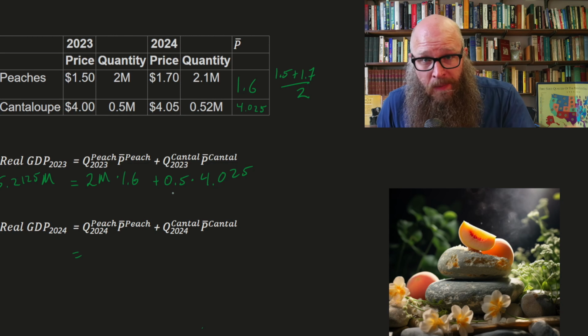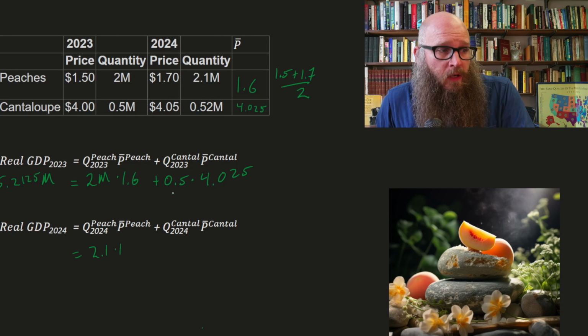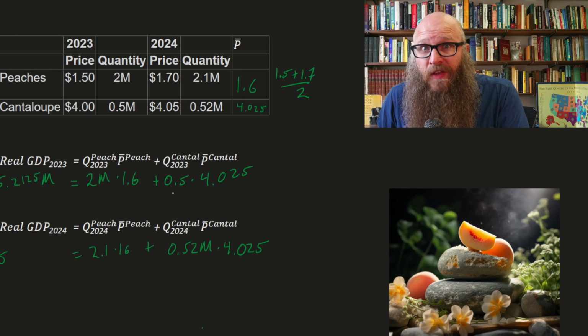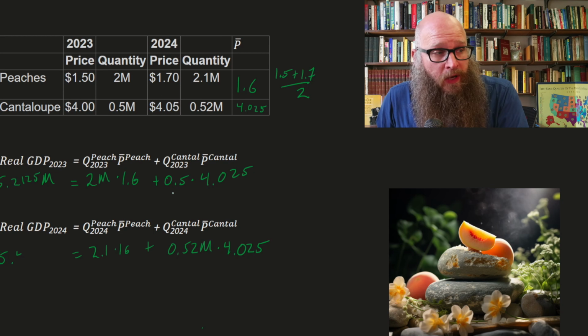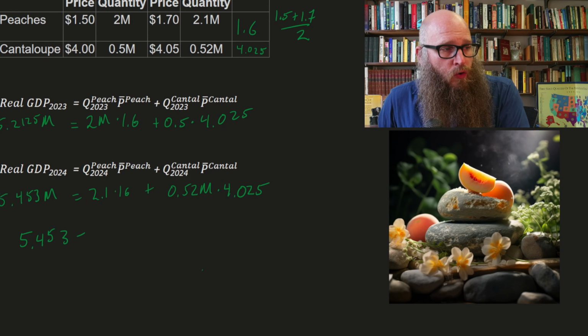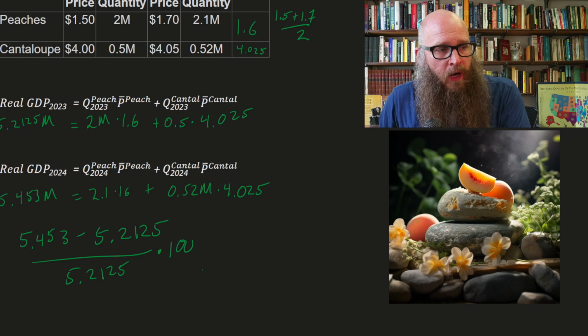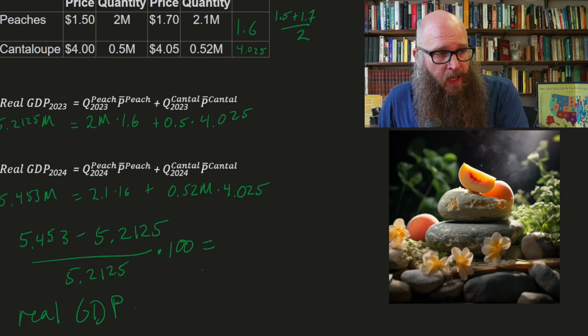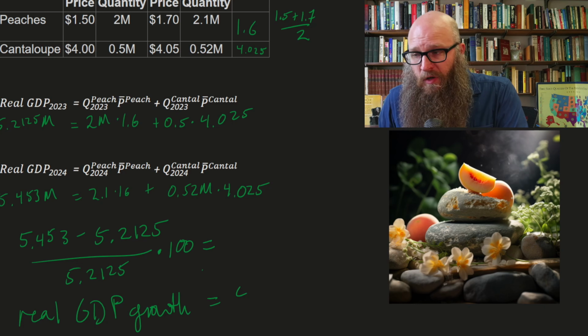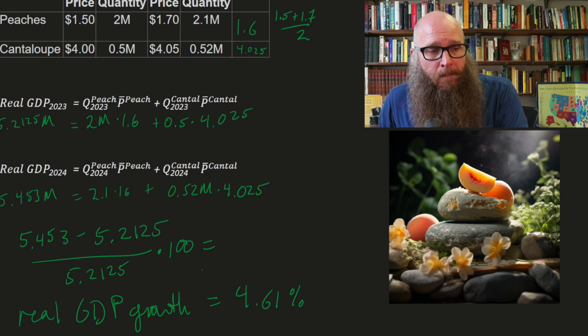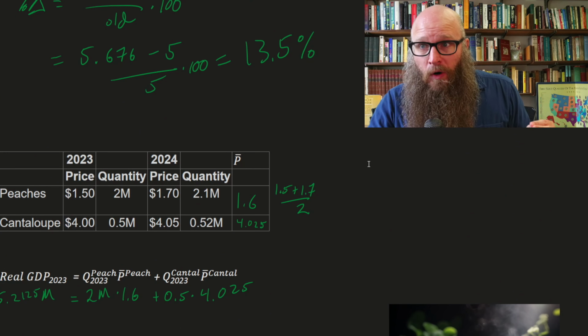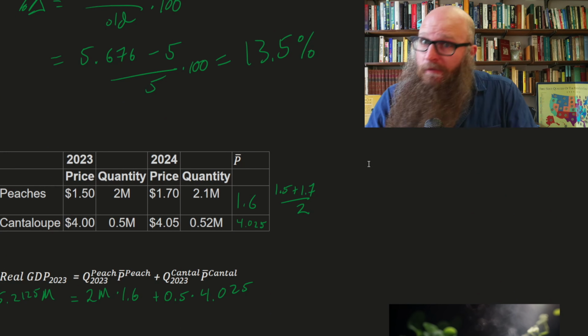Let's calculate real GDP the next year. We have more peaches, using the same price, and more cantaloupe, again using the same average cantaloupe price. This yields a real GDP of 5.453 million. Let's get that growth rate. The new minus the old, divided by the old, multiplied by 100. The real GDP growth is equal to 4.61%. That's a lot lower than our 13.5% growth rate for nominal GDP.